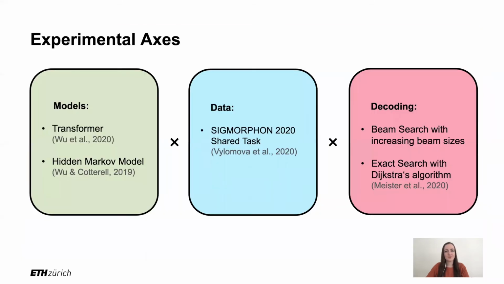We ran morphological inflection experiments along these three experimental axes. As models, we used a transformer and a neuralized hidden Markov model. We used the data from the SIGMorphon 2020 shared task, which includes morphological inflection data for 90 languages. Then we decoded applying different decoding strategies: beam search with increasing beam sizes k, and exact search with Dijkstra's algorithm.